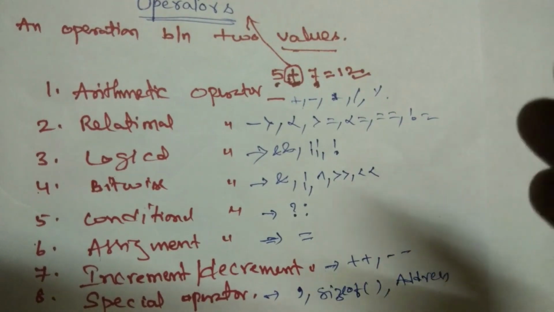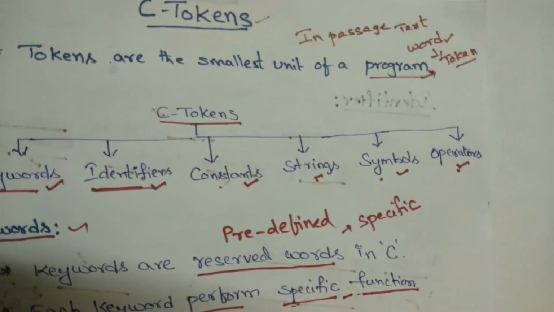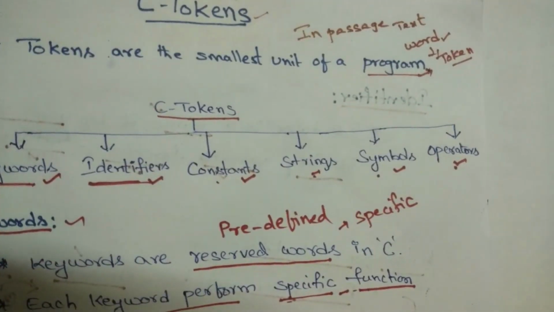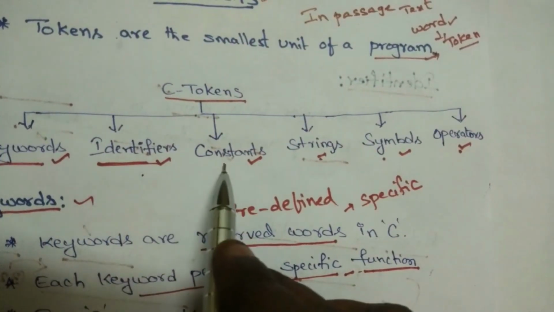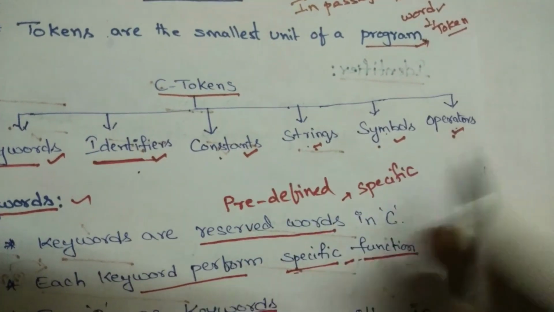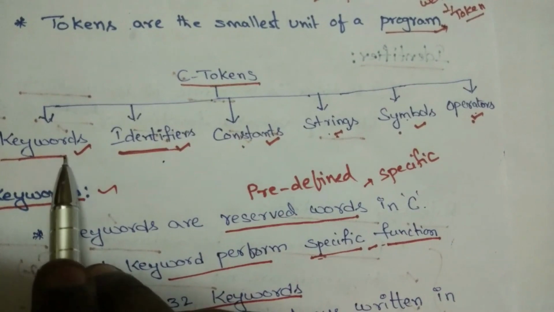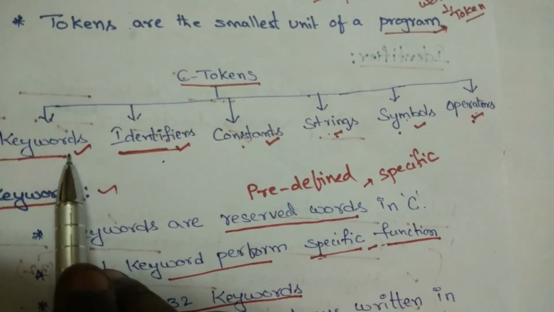Now these are all called tokens. What is meant by token? A token is nothing but the smallest unit in the program, or each individual unit of a program is called a token. The tokens are keywords, identifiers, constants, strings, symbols, and operators. What is meant by keyword? Keywords are reserved words. These words have specific meanings, and that meaning cannot be changed.